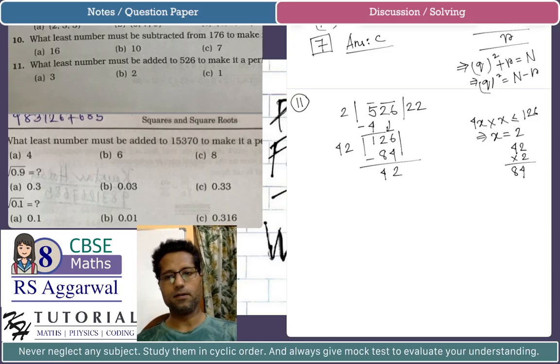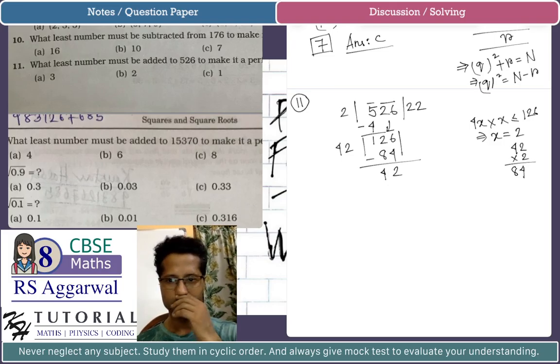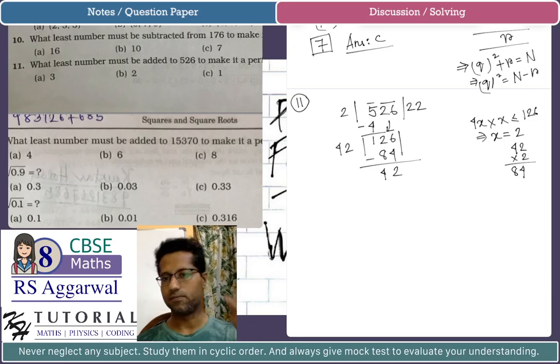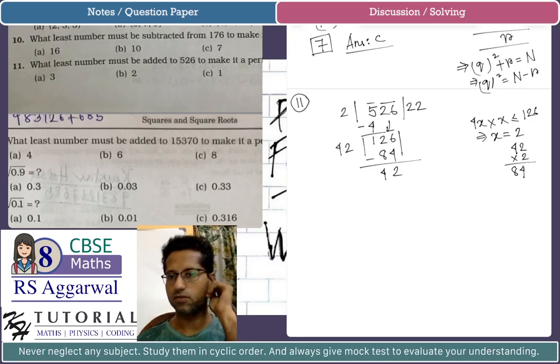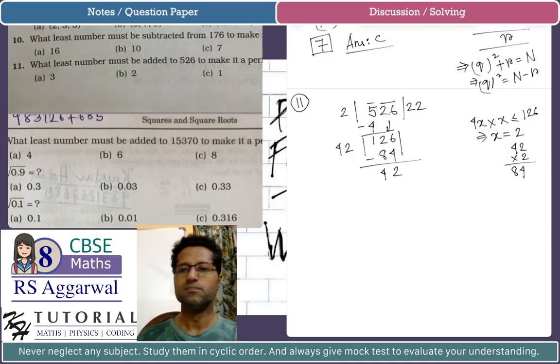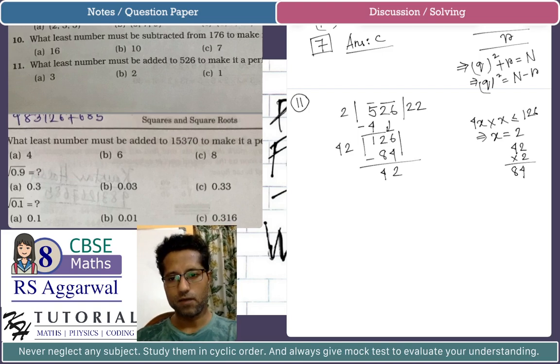Now the question is what least number must be added to 526. If the question was what is the least number that needs to be subtracted from 526 to make it a perfect square, the answer would have been 42. But it is asked what least number we must add to 526. Now from here we see that 22 square is equal to 526 minus 42.